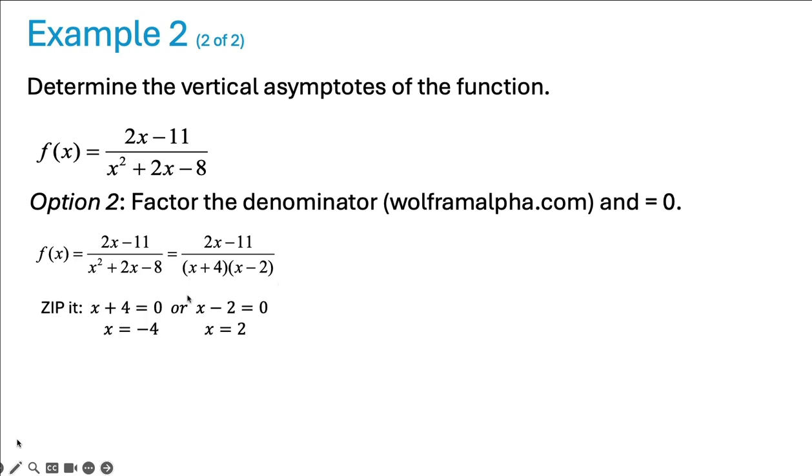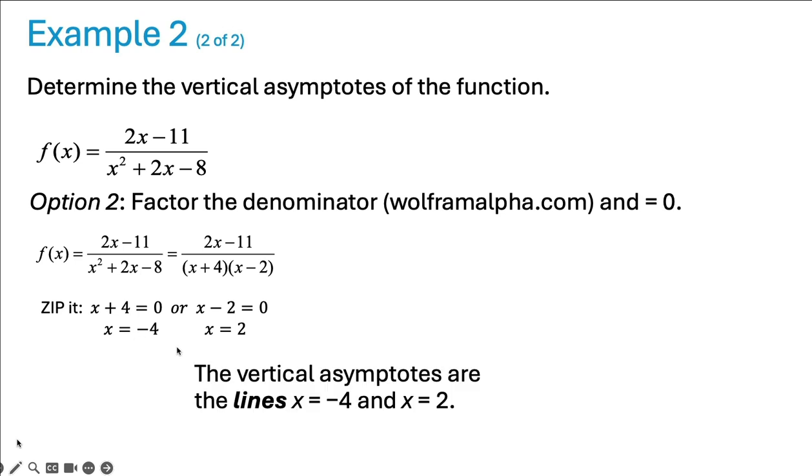So zip it, which means use the zero product property. Set x plus 4 equal to 0, and you get x equals -4. If you set x minus 2 equal to 0, you get x equals 2. And notice I completely ignored the numerator. I'm not dealing with the fraction at all. I'm just looking at the denominator only and setting it equal to 0. So those are your two vertical asymptotes, x equals -4 and x equals +2.